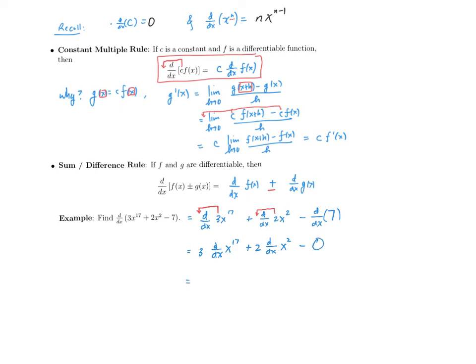Now we can apply the power rule. In this first derivative, we have the power rule with n equals 17. So that 17 comes down front, and the new power is 16, 1 less than 17. In the second term, note we have a function which we've already differentiated, x squared, but in this case we're using the power rule with n equals 2. So the 2 comes down front, and the new power is 1 less, exactly as we saw in our previous video. That leaves us with 51x to the 16th plus 4 times x to the first.